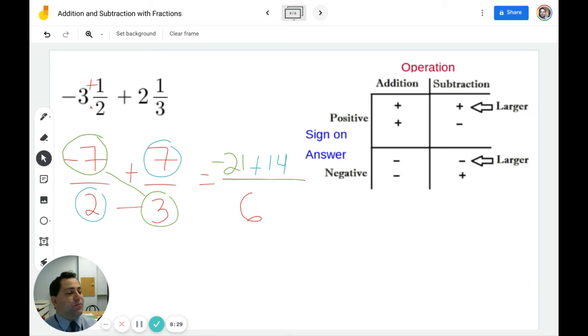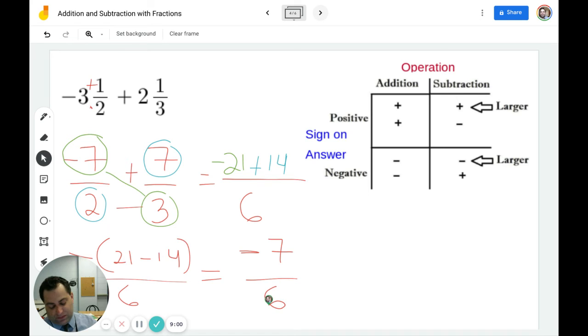I see here I have a negative number and a positive number. That means I'm going to subtract and take the larger number. 21 is larger than 14, so I know my answer will be negative, and I have 21 minus 14 all over 6. So my answer is negative, and 21 minus 14 is 7. The 6 remains, and I am left with negative 7 over 6.